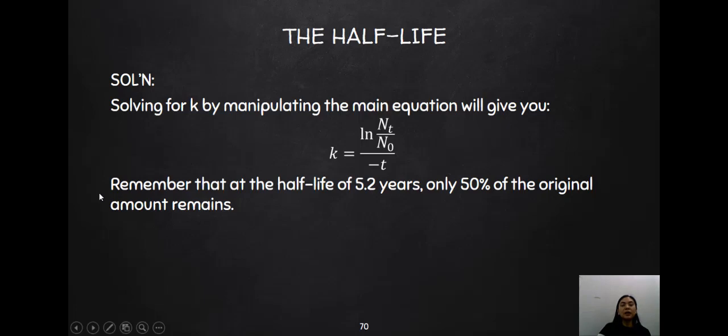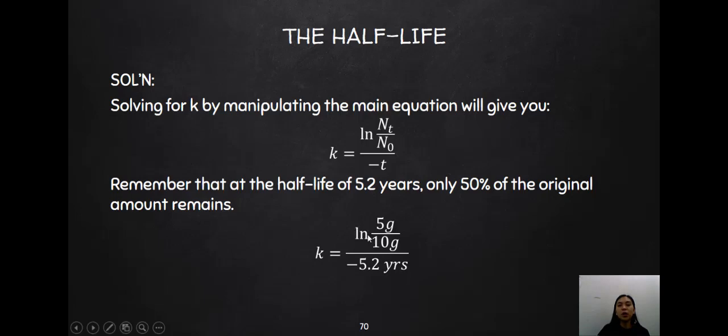Remember that at the half-life of 5.2 years, diba? Kasi given tayo ng half-life of 5.2 years, only 50% of the original amount remains. So, ibig sabihin, pag nag-assume tayo ng N sub O na equal to 10 grams, after 5.2 years, ilan na lang ang natira? Ito yung kalahati ng 10, which is 5. That way, we could actually calculate for the disintegration constant.